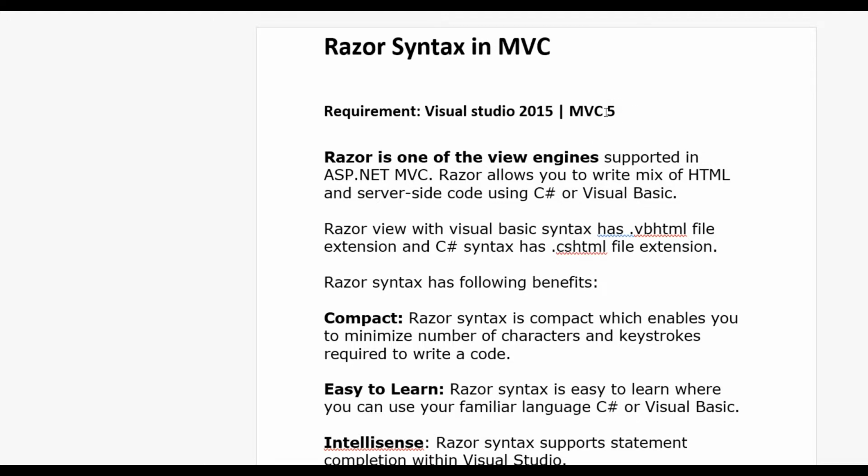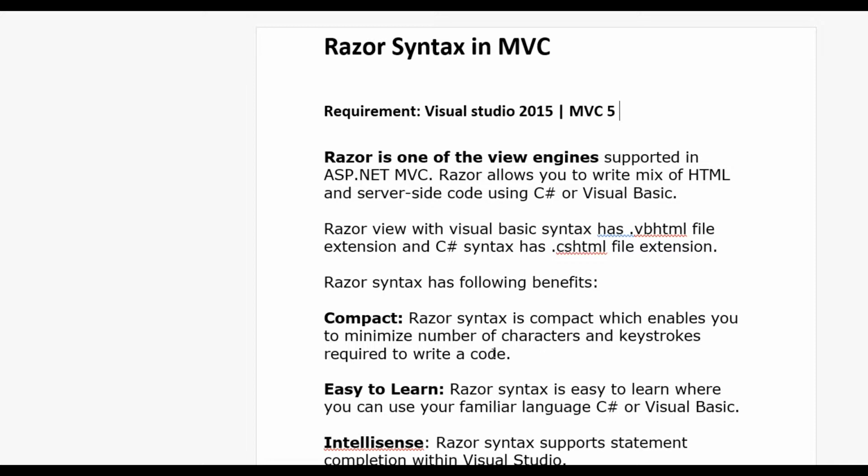What is Razor? Razor is one of the View engines supported in ASP.NET MVC. Razor allows you to write a mix of HTML and server-side code using C# or Visual Basic. Razor has a file extension .vbhtml in the case of VB and .cshtml in the case of C#.